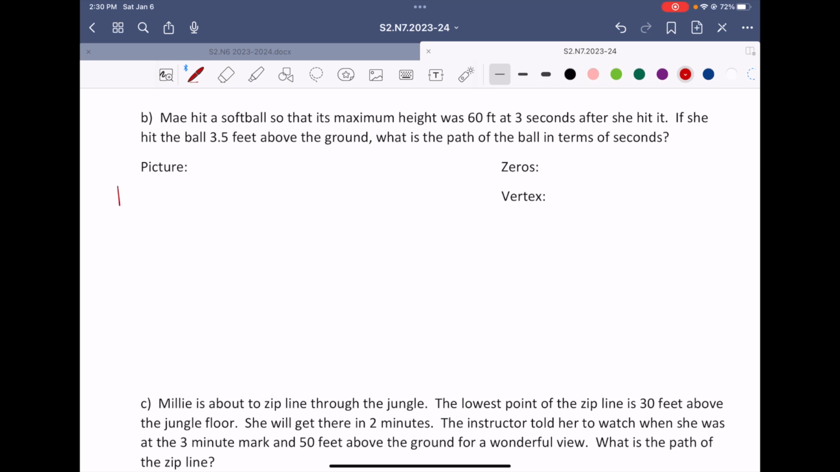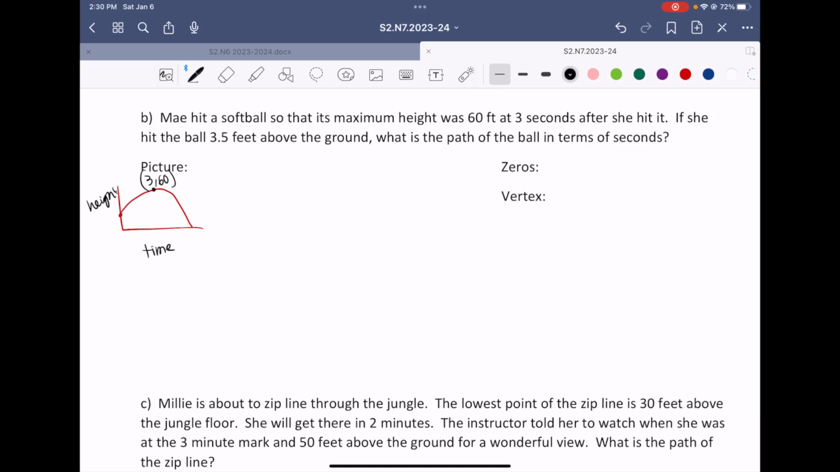Next one, May hit a softball, so the maximum height is... Okay, let's draw the picture. So May's hitting a ball. It's not starting from the ground. She's not golfing, but it's going up, going back down. It's a terrible picture, but we're rolling with it. The maximum height was 60 feet at 3 seconds after she hits it. So this must be time. This must be height. And when it's 3 seconds, the ball's 60 feet in the air.